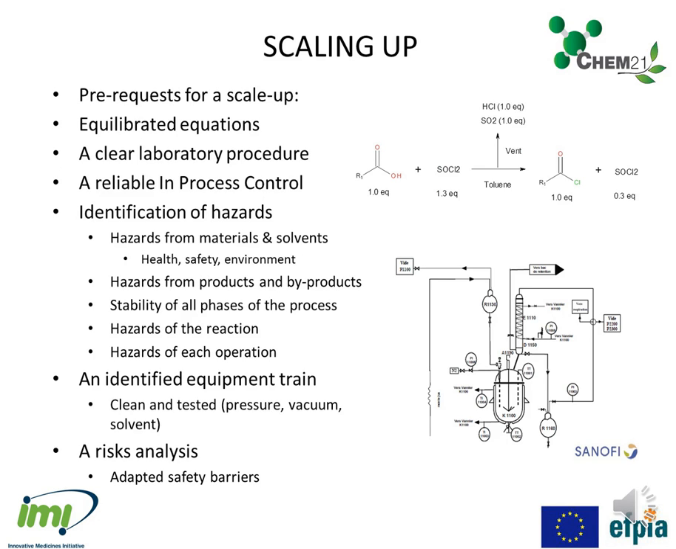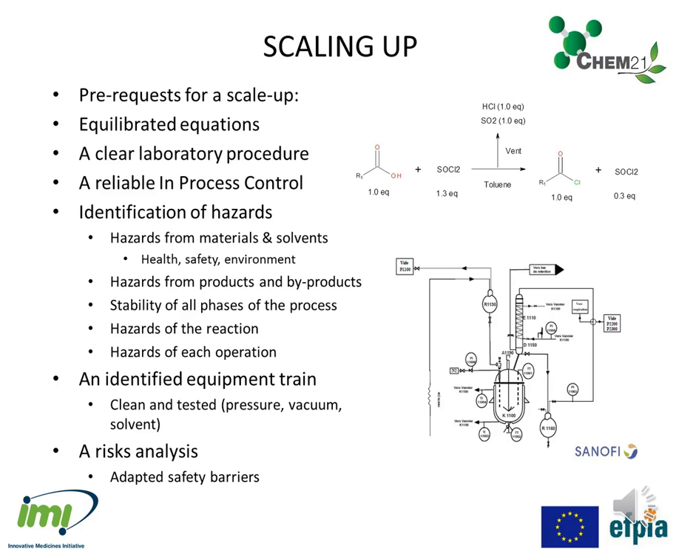There are several prerequisites for any scale-up. First of all, identify the actual stoichiometry and the byproducts and equilibrate the reaction equations. You need a clear, detailed laboratory procedure with a simple and reproducible in-process control. You need to identify all hazards, those linked to the materials and solvents, those linked to the instability of the different phases of the process, the hazards of the reaction itself, and the hazard of each operation.